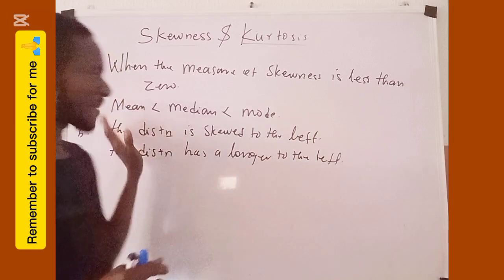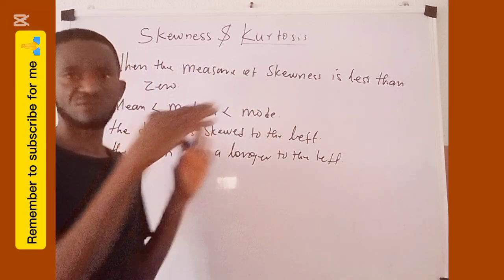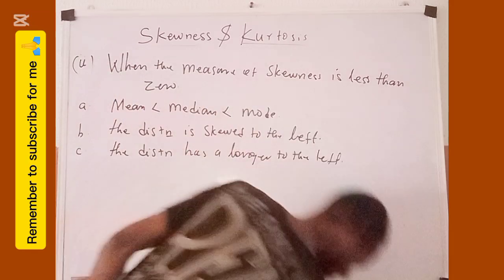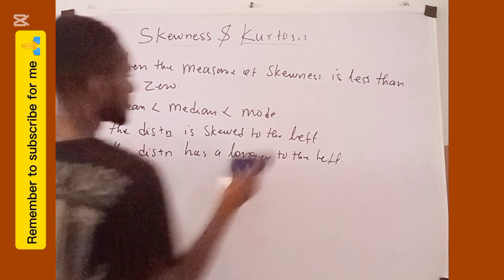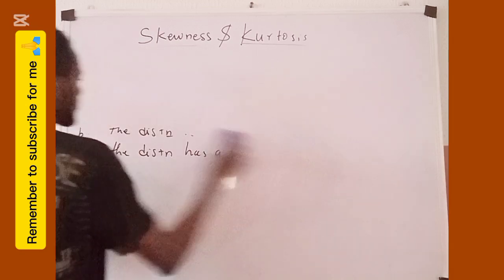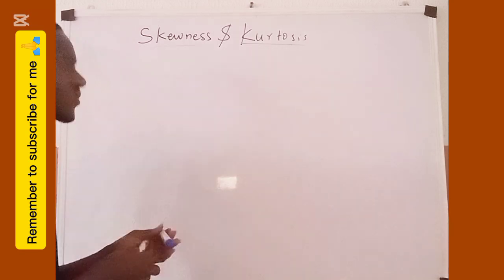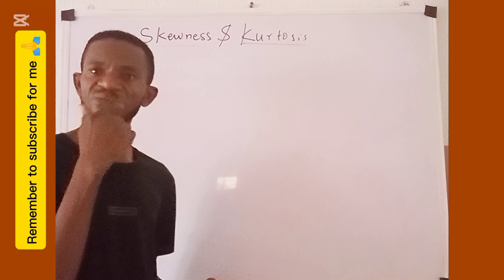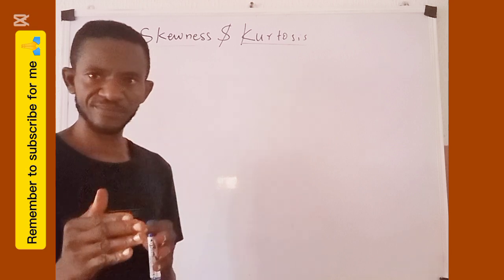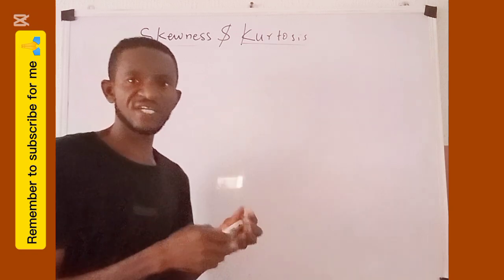So you are going to permit me to clean here. When I clean here, we try to show with diagrams what we mean by skew to the right and skew to the left and the rest of them. So the first condition says when the measure of skewness is greater than 0, then the distribution has a longer tail to the right. Let us show it with a diagram here.